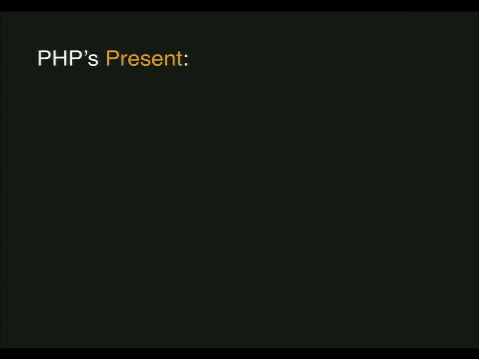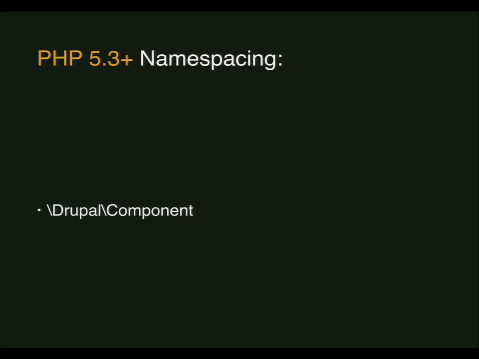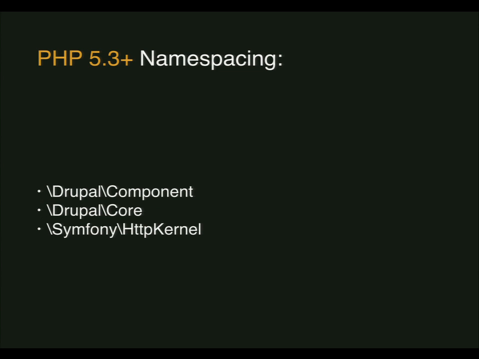So having looked at PHP around the same time frame as Drupal's introduction of modules, let's look at it today. Today we're doing 5.3 namespacing. And this is good because now we have namespaces for things. Like in Drupal 8, we have this Drupal component namespace. We have a Drupal core namespace. We even have a Symfony HTTP kernel namespace.